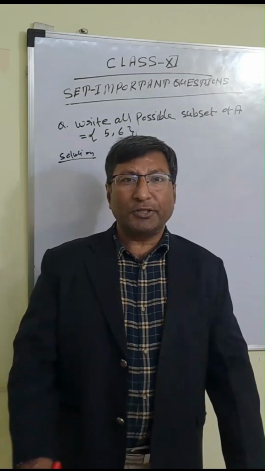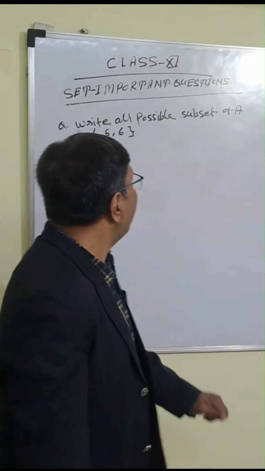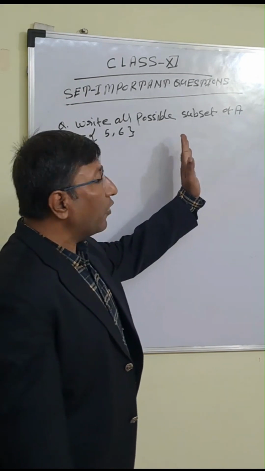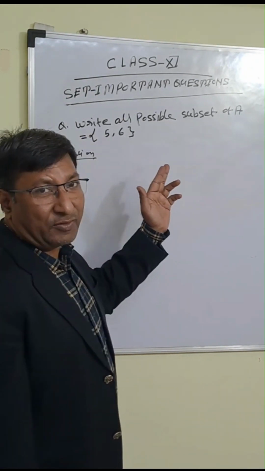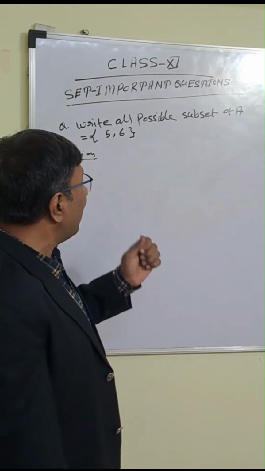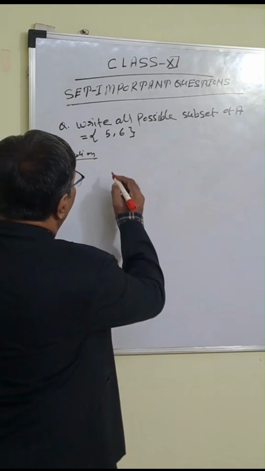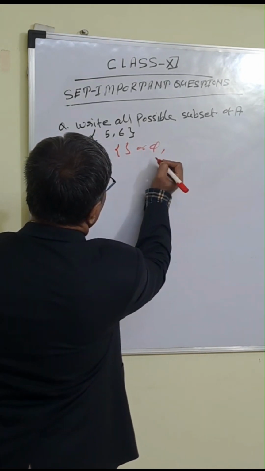Hello everyone, most important question of class 11 set. Let us see the question. Question is, write all possible subsets of A. What is given? A = {5, 6}. We have to find the total possible subsets. The trick is what? First is the empty set. So this is the empty set, or {5} is the first subset.